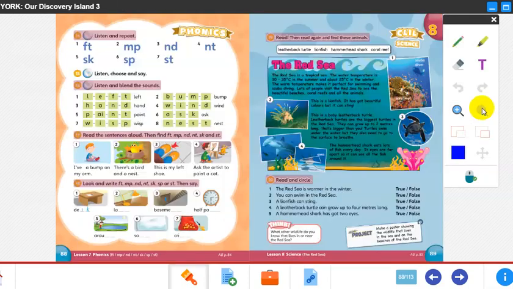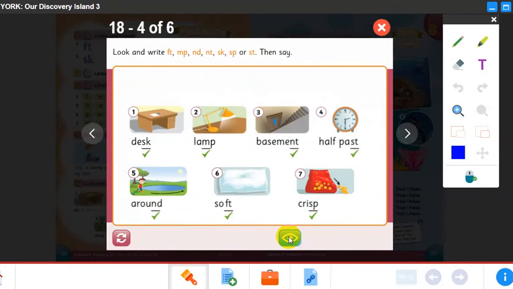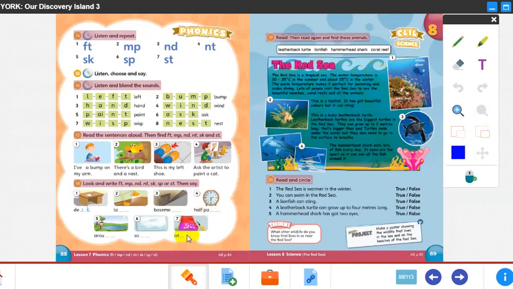So let me show you the answers. Take your time. You can pause the video, write the answers, and I'm sure all of you actually wrote the answers. That's all for our pupil's book. Let's now move on to the activity book.